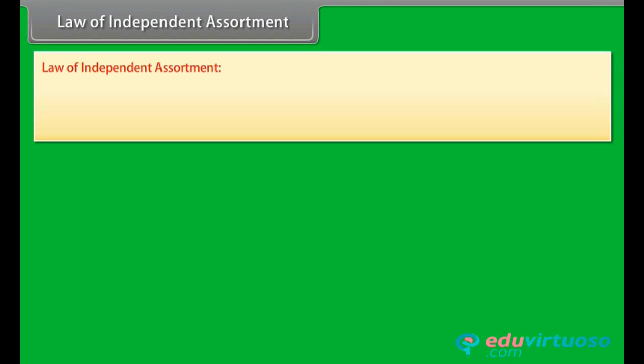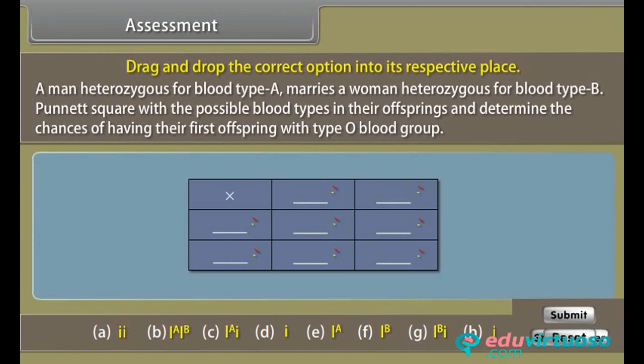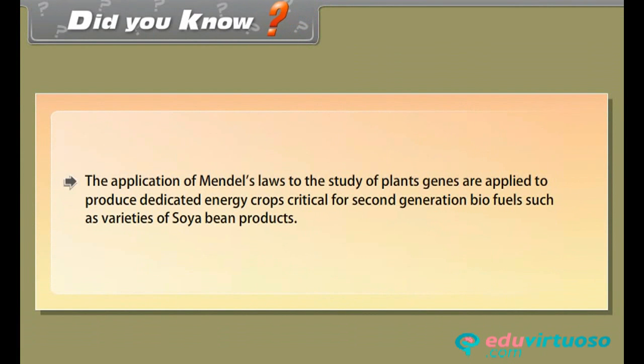Law of independent assortment. Factors or alleles of different characters located in different pairs of homologous chromosomes are independent of one another in their segregation during gamete formation and their coming together into the offspring by fertilization. Assessment. Before proceeding further, let us know how much we have learned. Did you know the application of Mendel's laws to the study of plants' genes are applied to produce dedicated energy crops critical for second-generation biofuels such as varieties of soybean products?